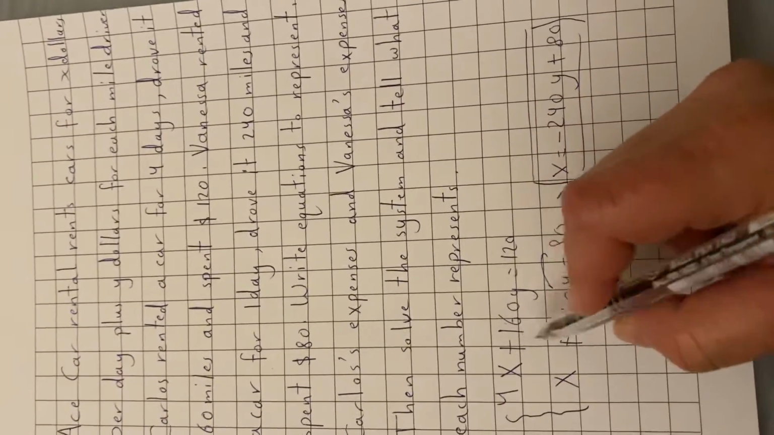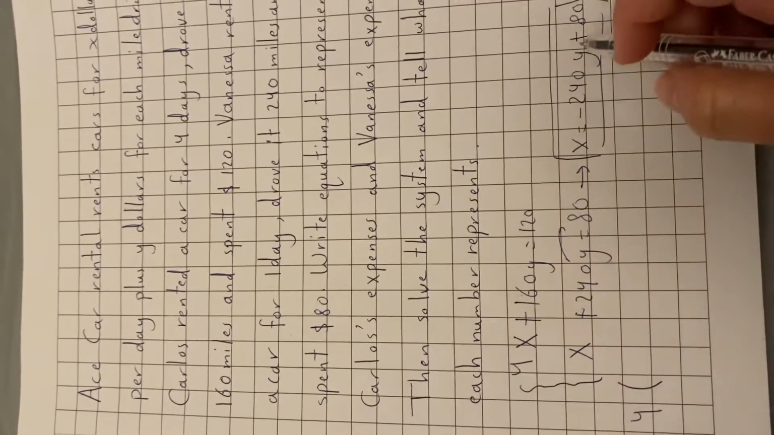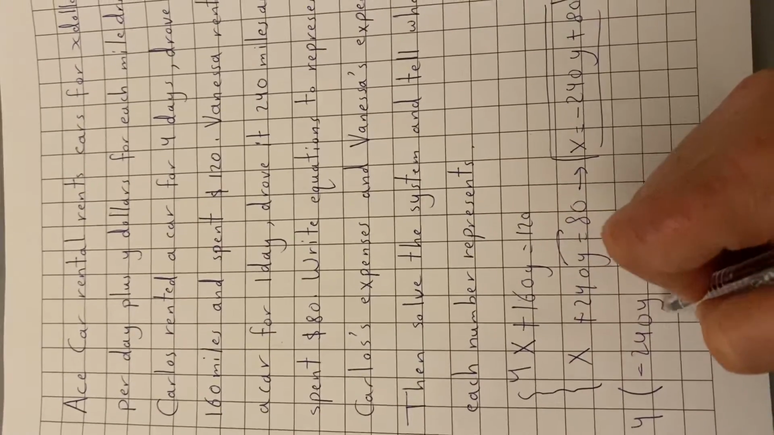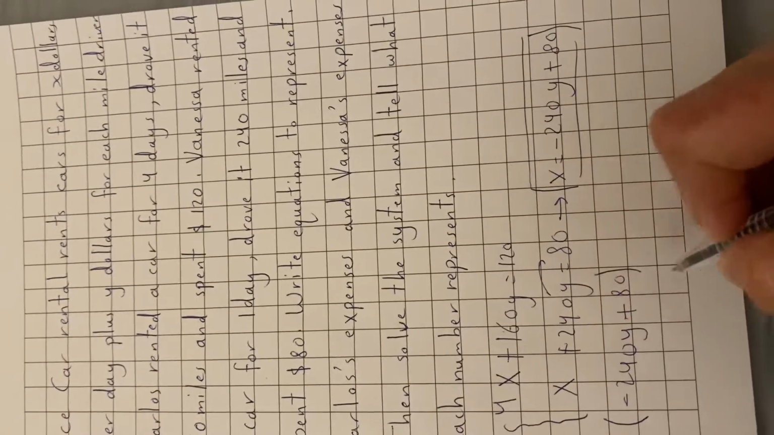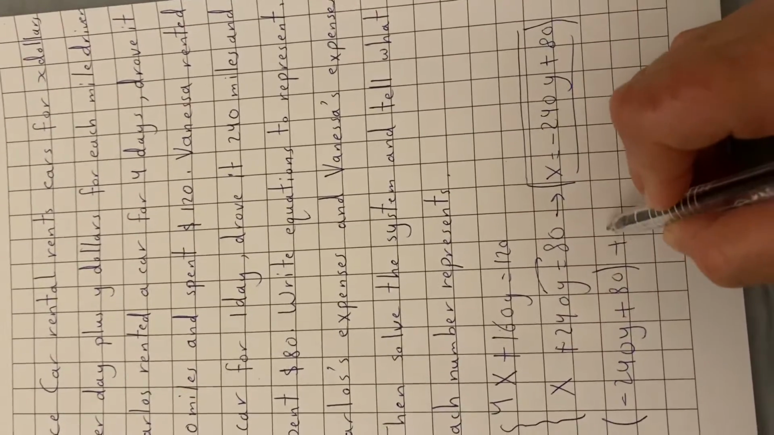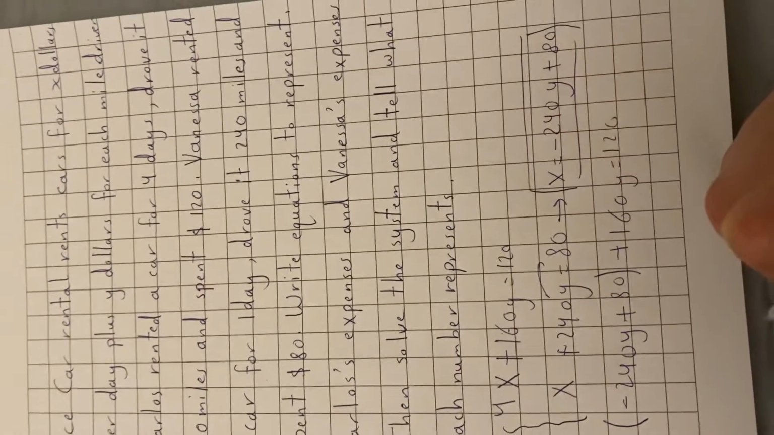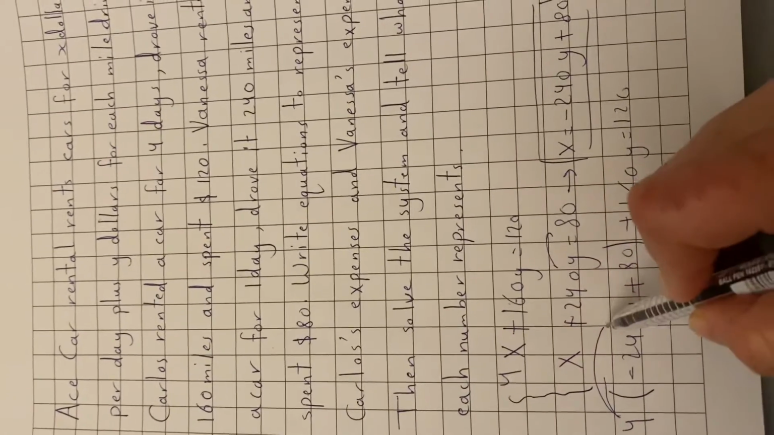Now I have this value for X. I will replace it in the first equation. So I will put 4 as it is. I will open a bracket, put the value of X, which is negative 240y plus 80, plus 160y equal 120. Now I need to use the distributive property.